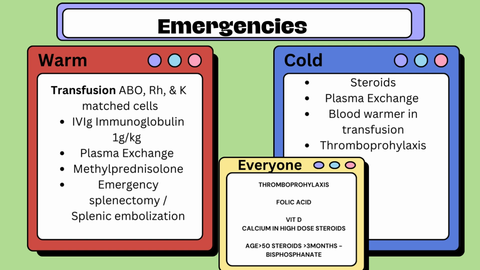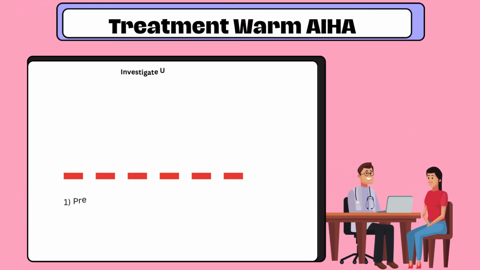better after that. For cold hemolysis, in an emergency situation, steroids can be used as a last-ditch attempt, but the evidence for it working is weak. So a trial of 1 milligram per kilogram of prednisolone can be used, given limited therapeutic options. For everyone, they should have thromboprophylaxis with low molecular weight heparin. They are at high risk of clotting. Folic acid to help bone marrow turnover, as well as vitamin D and calcium in patients on high doses of steroids.